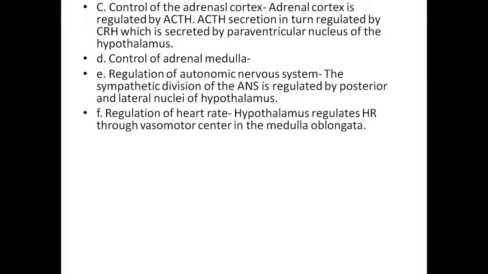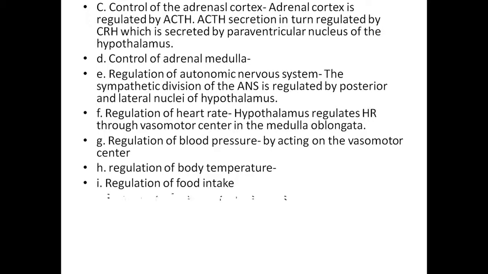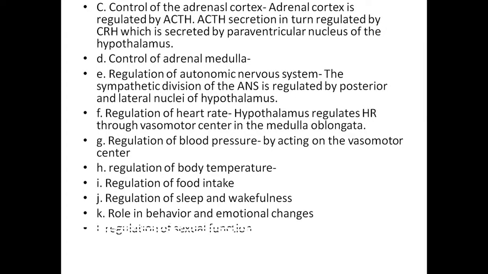Regulation of heart rate. The hypothalamus regulates heart rate through the vasomotor center in the medulla oblongata. Regulation of blood pressure by acting on the vasomotor center. Regulation of body temperature. Regulation of food intake. Regulation of sleep and wakefulness. Role of behavior and emotional changes. Regulation of sexual function. Regulation in response to smell.